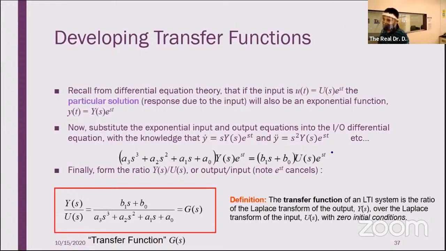So recall from differential equations that if the input u of t is equal to u of s e to the st, the particular solution will also be an exponential function. So this is saying that we need to remember that from differential equations, if we have an input that's an exponential, we should expect to get an exponential out. That's what this is saying.